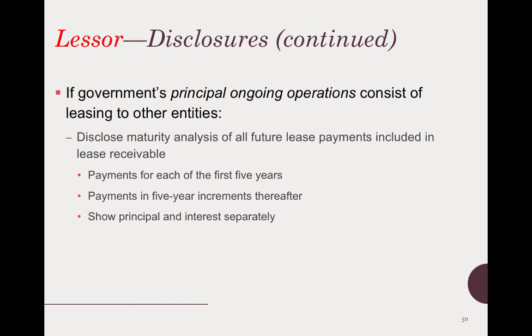Now, in cases where the government is basically a leasing entity, then there are certain disclosures that are required of them specifically because this is what they do. They're not just a government that has leases, but they're basically a leasing entity. Then this is kind of the flip side of the minimum lease payments disclosure: the minimum lease payments that the government, the lessor, is going to receive over each of the next 5 years and in 5-year increments thereafter, showing the principal and interest portions separately.